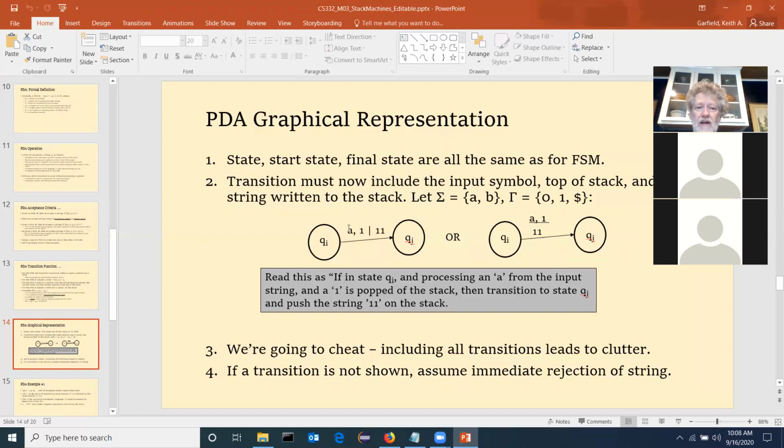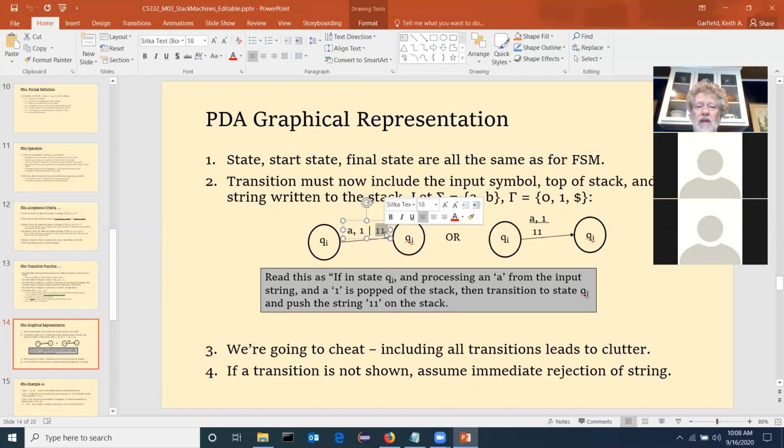So we're going to look at the symbol that we're processing from the input string and the symbol that we got from the top of the stack. That's what causes this transition. The actual state transition is shown by the arrow, just like before. And then we add in, oh yeah, but we're also going to push this string on the stack. You are allowed to push lambda onto the stack. You are allowed to push nothing on the stack. That's how you basically remove elements from the stack.